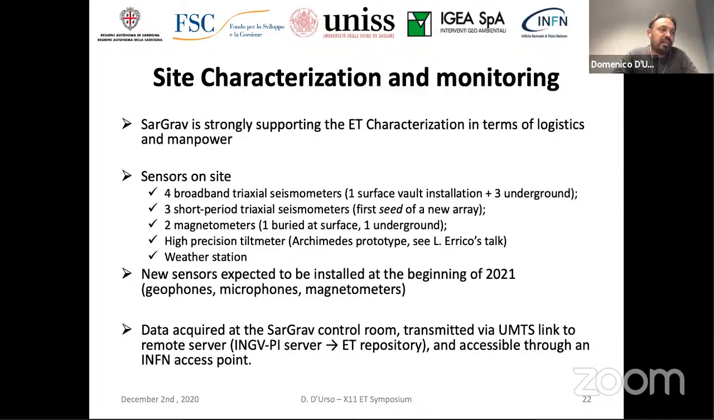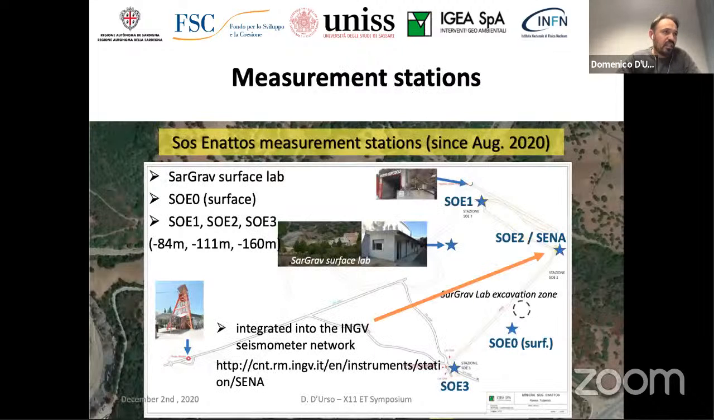At the moment, data are acquired in the control room and transmitted to a remote server of INGV, and data are also accessible through an INFN access point. Here you can see a picture of the measurement station. It's the same picture that you have seen in the presentation done by Luca. You see here there are 3 stations underground, 1 on the surface, and an additional one not reported in that map, but there are already a few sensors on the surface that are the first seed of the surface array that will be installed next year.